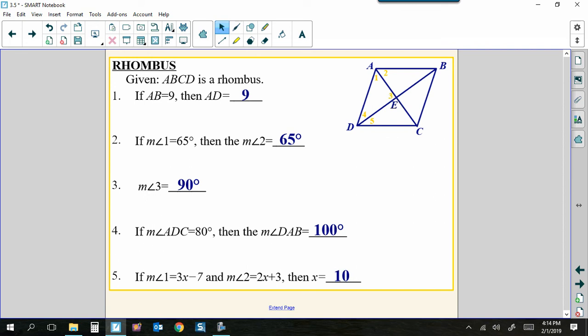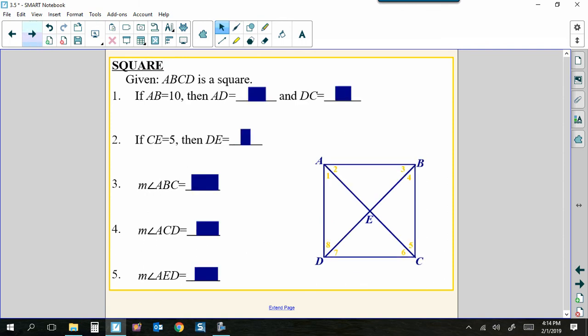Okay, and then moving on to the last examples when dealing with squares. So squares have everything we learned today. Everything you learned about parallelograms is true in a square. Everything you learned about a rectangle is true about a square. And everything you learned about a rhombus will be true about a square. So if AB is 10, what would AD and DC have to be?